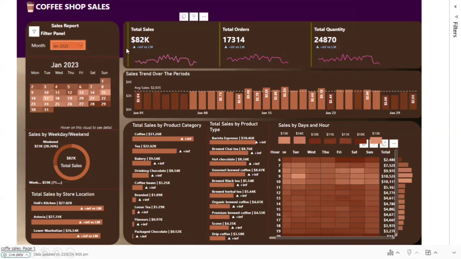In January, we can see that there are total sales worth 82,000, and we got 17,314 orders, and 24,870 total quantity. If we see the sales trend over the periods, here you can see this is an average sales line. And here, these are the lowest performing days because they are below average, and these are the good performing days.